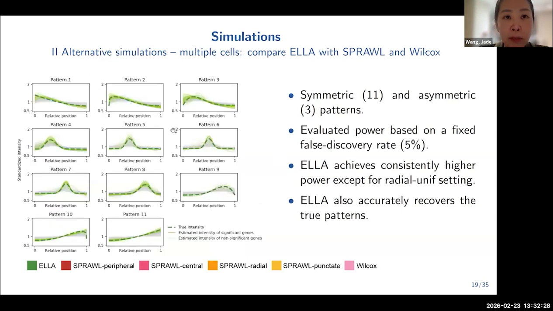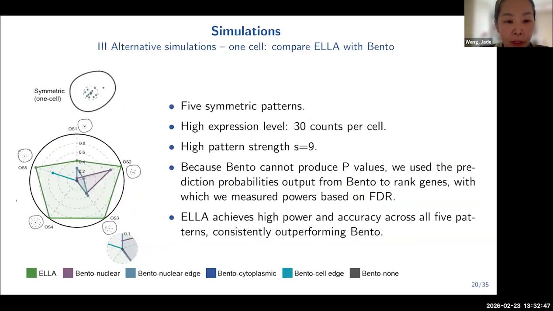Here are the estimated expression intensities. The dark blue dashed line is the true pattern. The light green lines are the estimated patterns. The green lines correspond to the not significant estimates. We can see the green ones are pretty accurate.